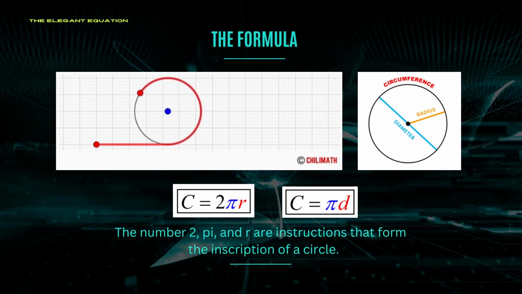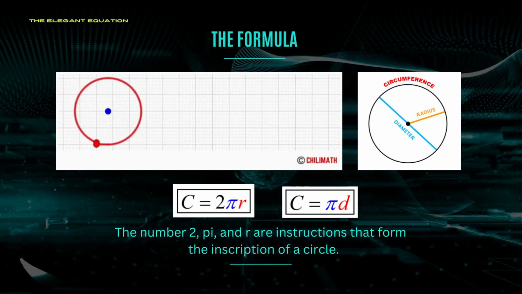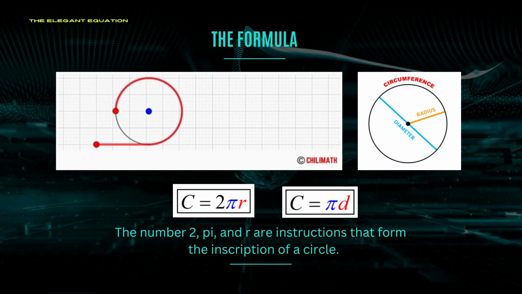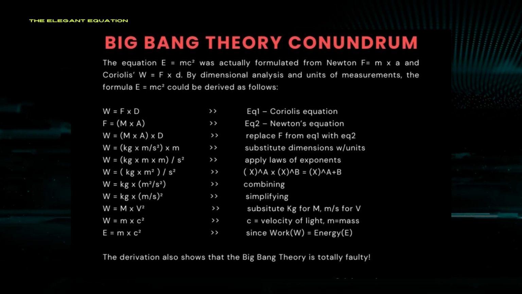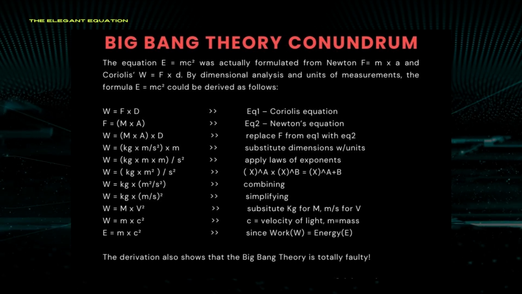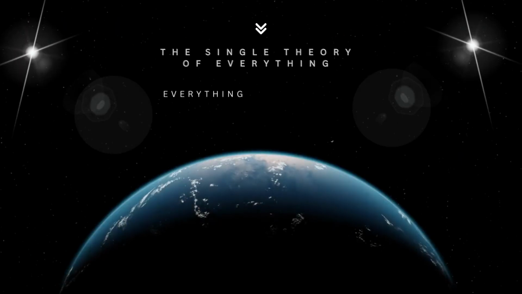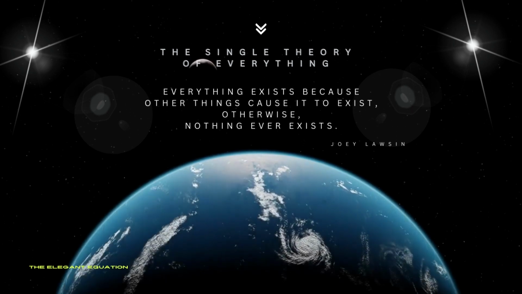Aside from extracting equations or formulas from objects, another objective of inscriptional physics is to trace back the origin of how equations are formed or formulated. A good example of this is tracing the origin of how Einstein's E = mc² was formulated, and here are the results. Remember that everything exists because other things cause it to exist, otherwise, nothing will ever exist at all.